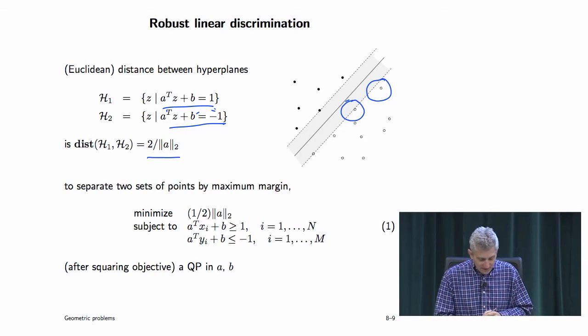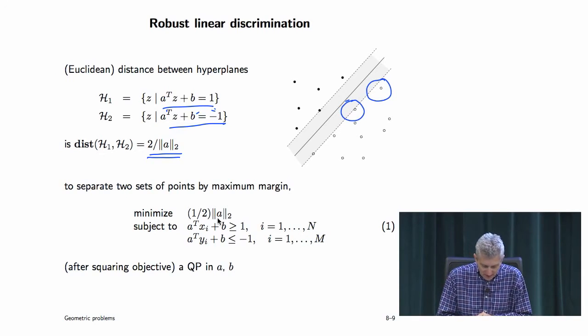So then it says, please, let's maximize 2 over the norm of A2. That's the same as minimizing the norm of A2. And so you'd say minimize the norm of A2 subject to these inequalities. And now we get a QP. And that's the maximum margin classifier, if I'm saying that correctly in whatever dialect that is.